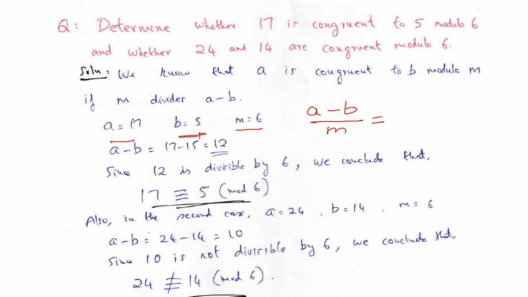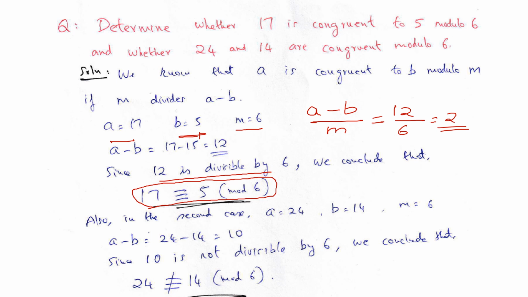So what is a minus b? 17 minus 5, that is 12, divided by m is 6. So 12 by 6 is 2. Okay, it is an integer. Therefore, since 12 is divisible by 6, we conclude that 17 is congruent to 5 modulo 6.